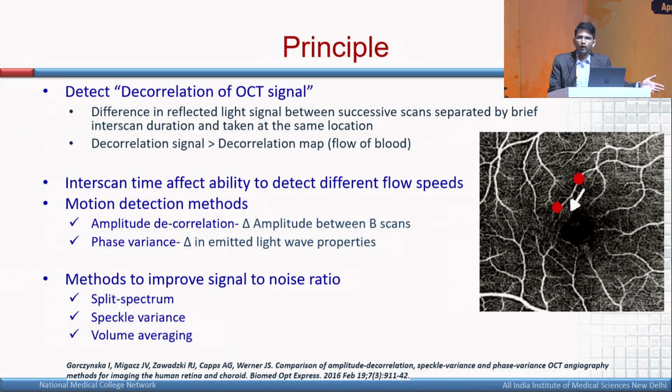Since the retina, choroid and the eye are not moving structures, what is moving is the blood. That is the blood flow, the RBCs are moving. So that decorrelation signal occurs because of RBC movement from one place to another in the same B-scan image, which is taken at very short intervals. Eventually the machine creates a decorrelation map which shows you the flow of blood. It's not the vessel wall which is seen here, it is the blood flow within the vessels.